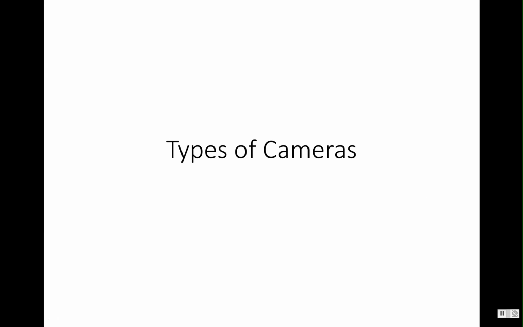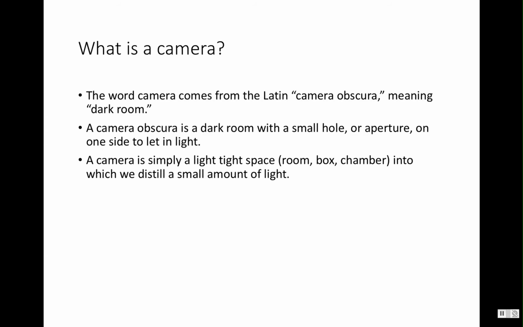Let's learn about different types of cameras. A lot of people don't realize that cameras have existed long before photography, and that might seem counterintuitive, but what really is a camera? Well, camera comes from the Latin words camera obscura, meaning dark room. Obscura is dark, camera is room.